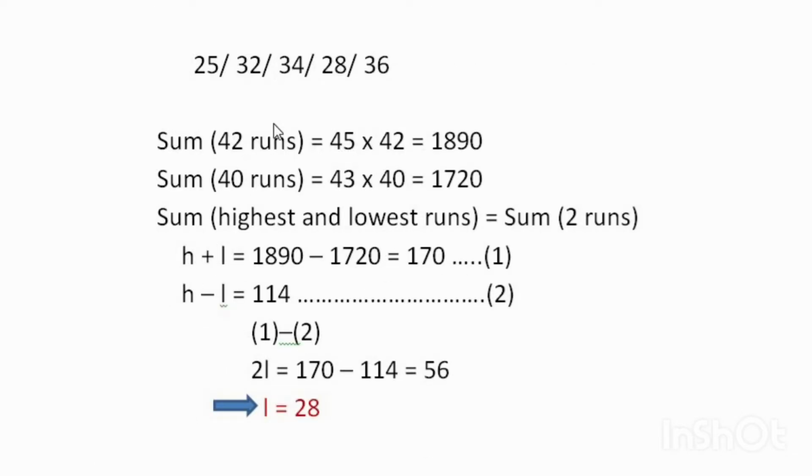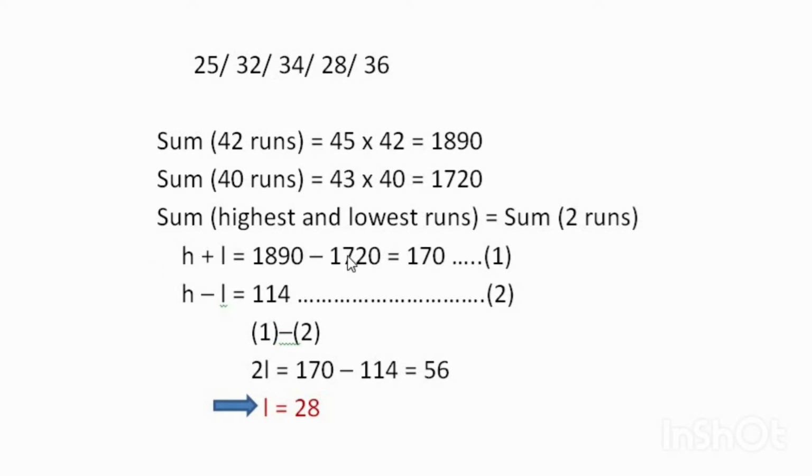We got the sum of total runs and we got the sum of the 40-average runs. From there we can get the sum of the remaining 2 runs, that is, the sum of the highest and lowest runs, by subtracting these two. That is H + L, which is equal to 1890 − 1720, which is equal to 170.